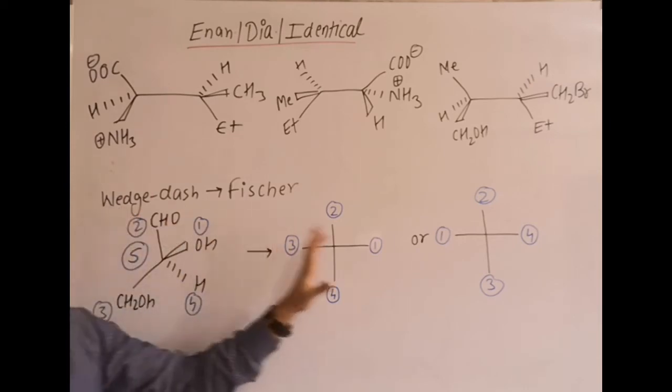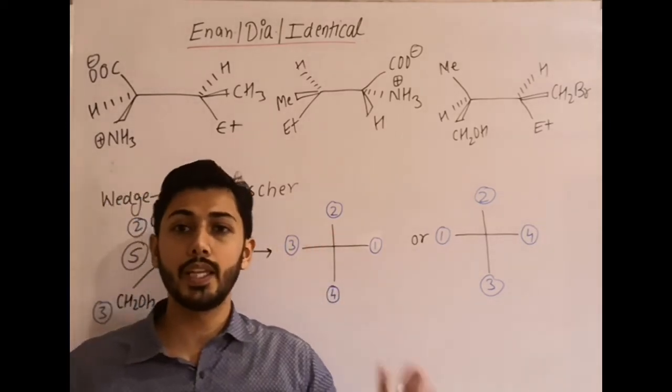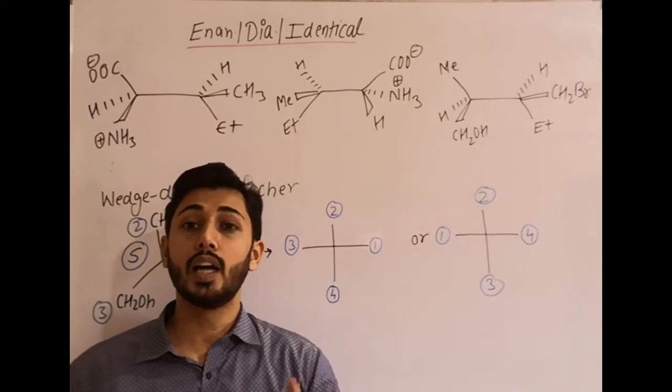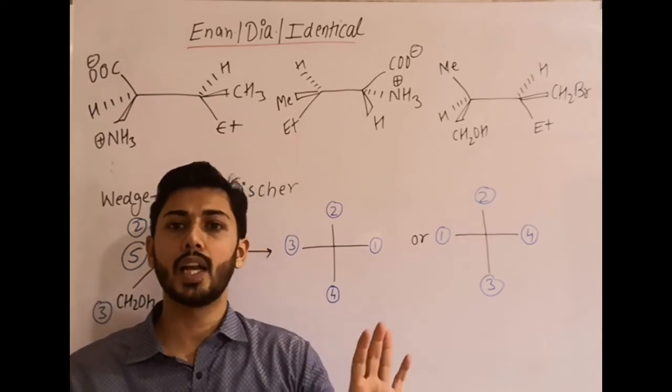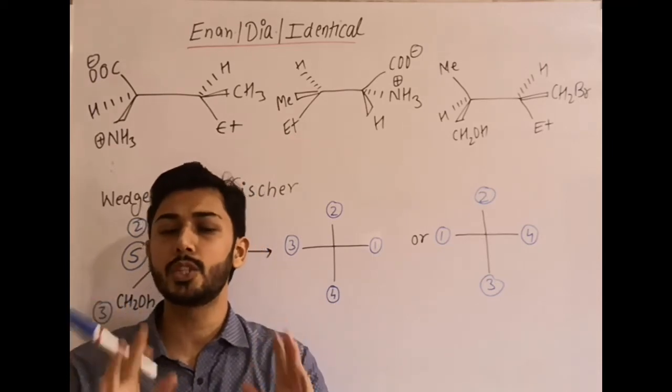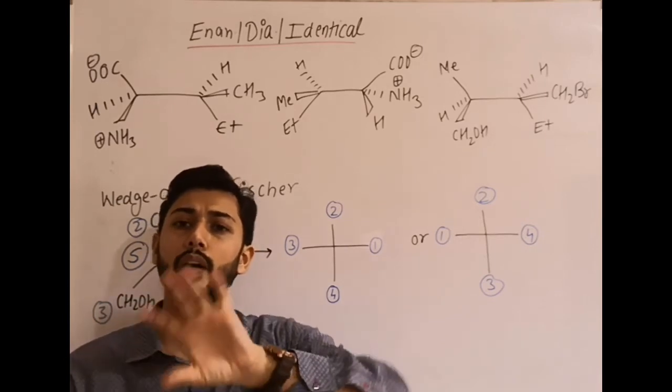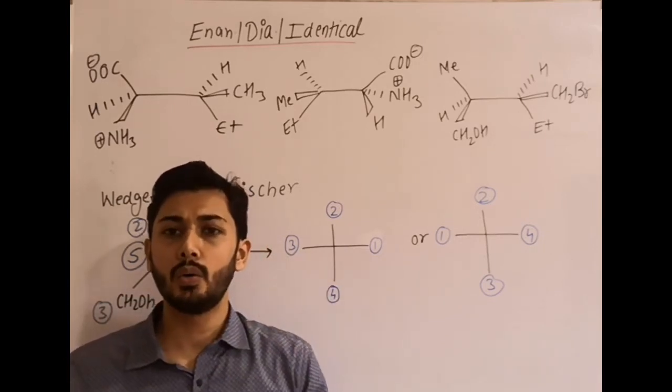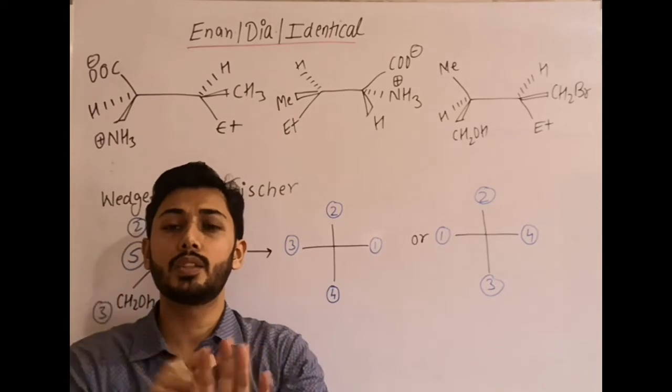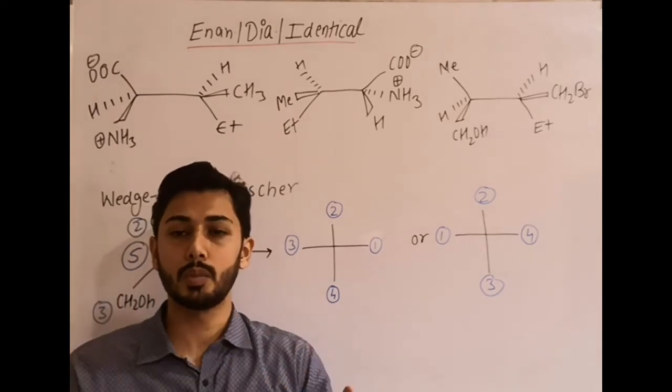Now to write its Fischer projection, there are numerous possibilities. In every possibility, the answer should remain S. That means they are identical molecules because even exchanges are allowed. Rotation by 180 degrees, 360 degrees is allowed. Fixing one group and rotating the other three groups is allowed. So there are numerous possibilities.